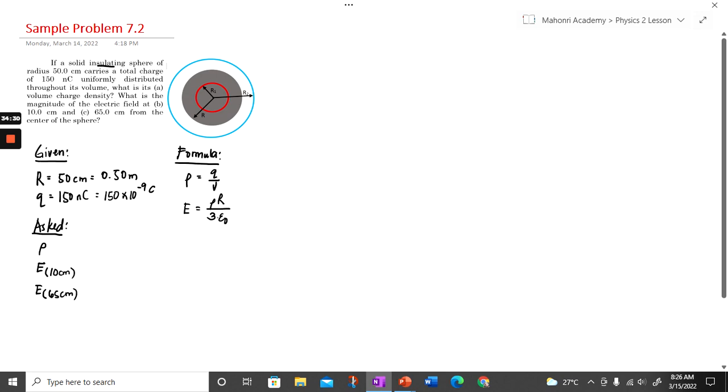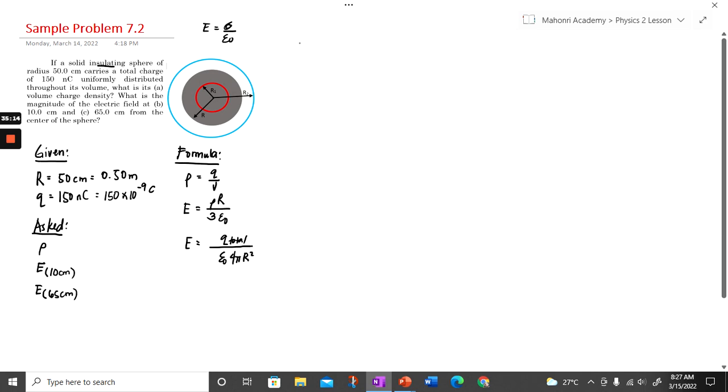This is what we use for an insulating sphere. For a conducting sphere, remember, we use the equation with sigma divided by epsilon naught. But since this is an insulating sphere, we use rho multiplied by radius divided by 3 epsilon naught, or 3 times the permittivity of free space. Another equation is the original one, where the electric field is equal to Q total divided by epsilon naught 4 pi r squared.